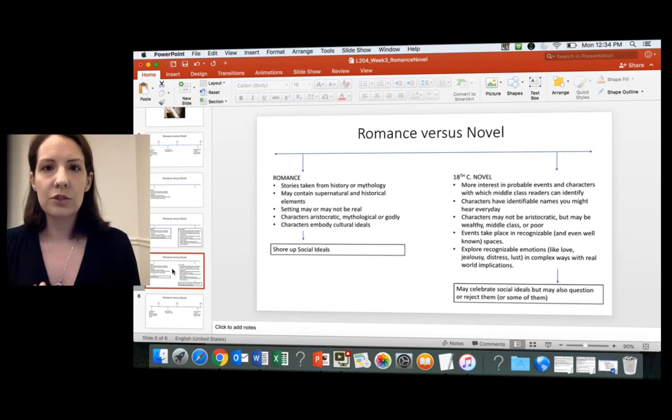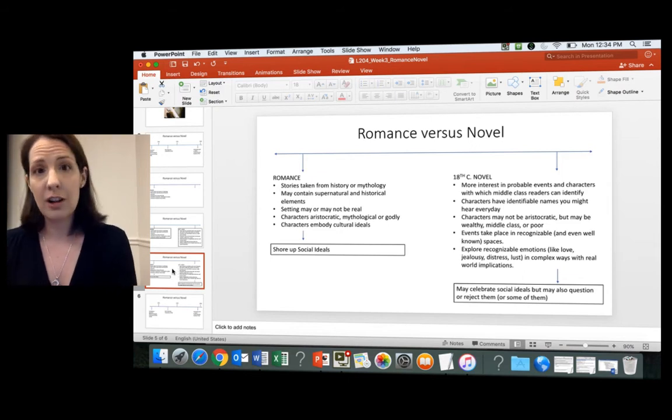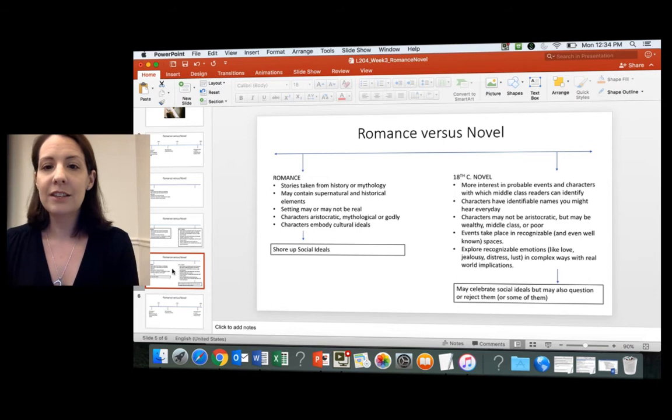By the time we get to the 18th century, we may still see this alignment, and we may still see works that are trying to shore up some social ideals. But at the same time, 18th century novels oftentimes will question those ideals, and in some cases, they may even reject them outright.